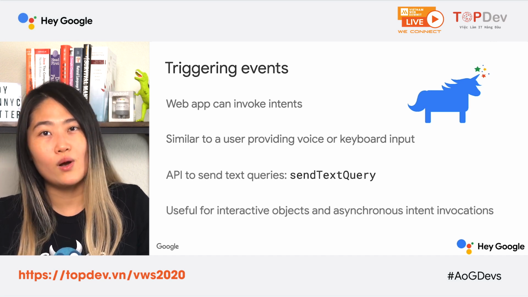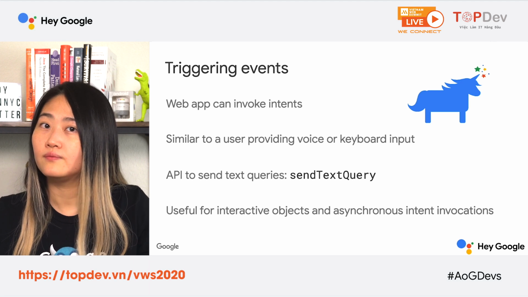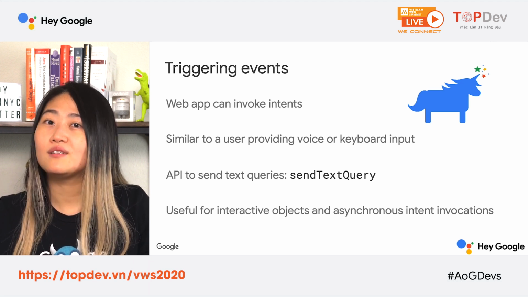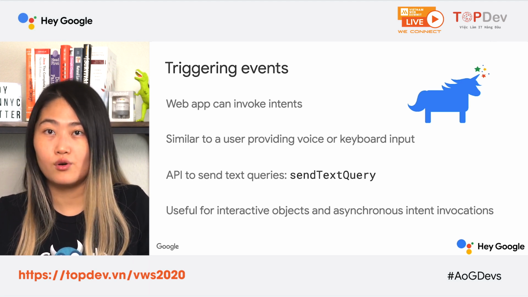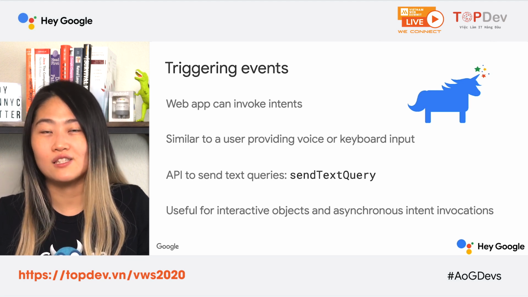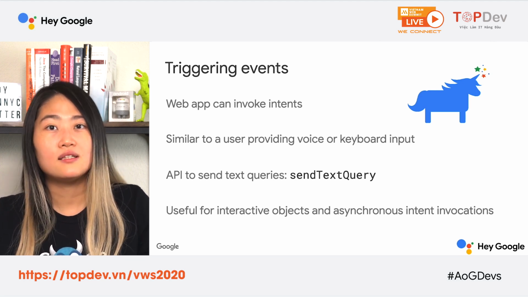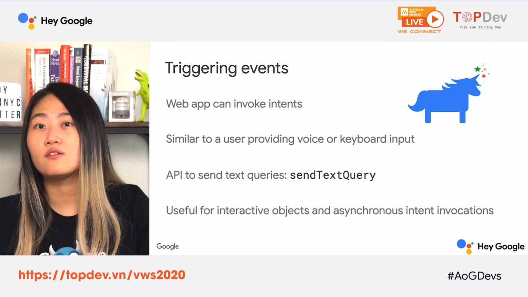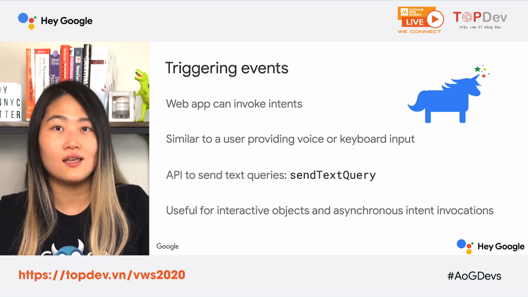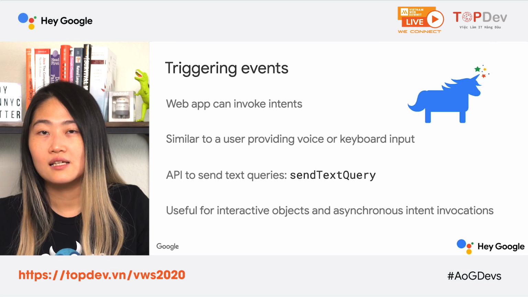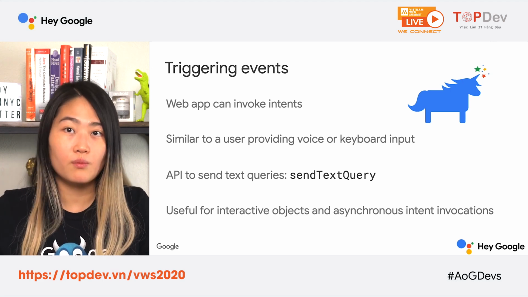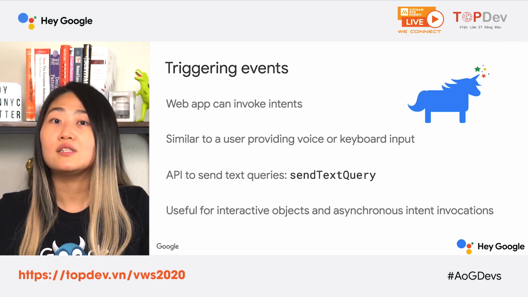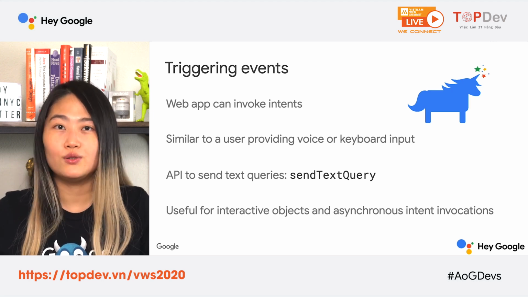What about sending requests from the client to server? This can be done by calling the sendTextQuery method on the interactive canvas object. SendTextQuery takes a string value, which is a phrase that the user would otherwise say to trigger the correct intent. This is a powerful method to communicate with the server, and we will take a look at some code to show you how to do this.